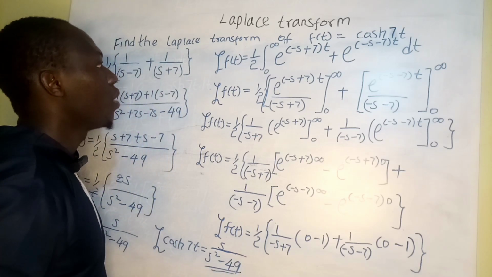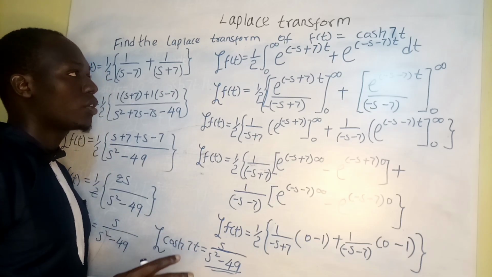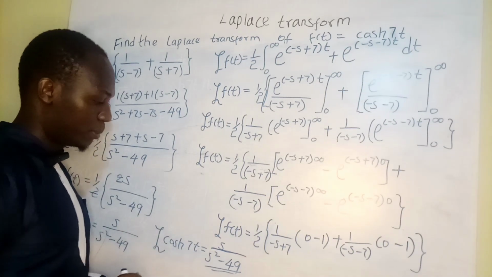And this is how you go about finding the Laplace transform of cos 7t using first principle formula.